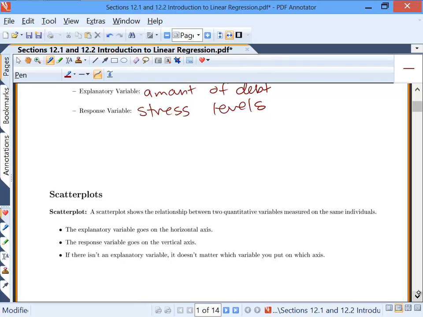Okay, so we make scatter plots. You should have all seen a scatter plot at some point in your life. It shows the relationship between two quantitative variables, remember quantitative is another word for numerical, measured on the same individuals. The explanatory variable has to go on the horizontal x-axis, and the response variable goes on the vertical axis. Of course, if there's not an explanatory variable, then it doesn't matter which one you put on which axis.